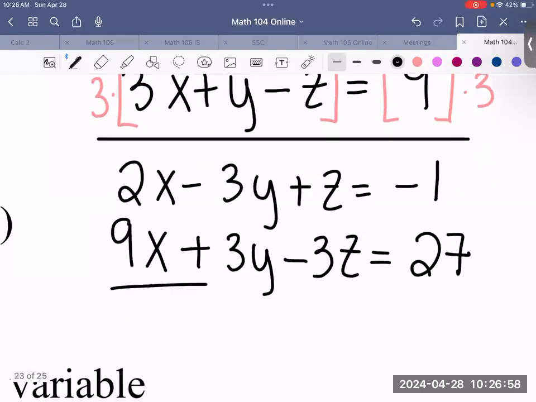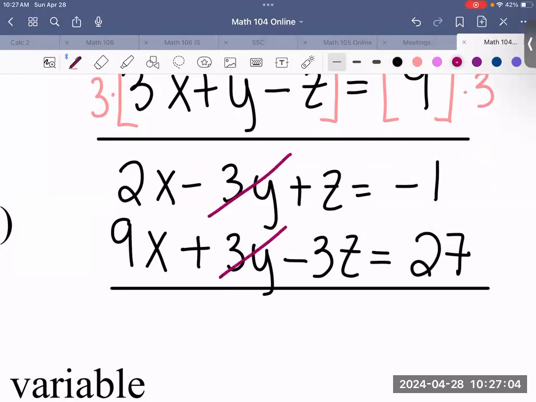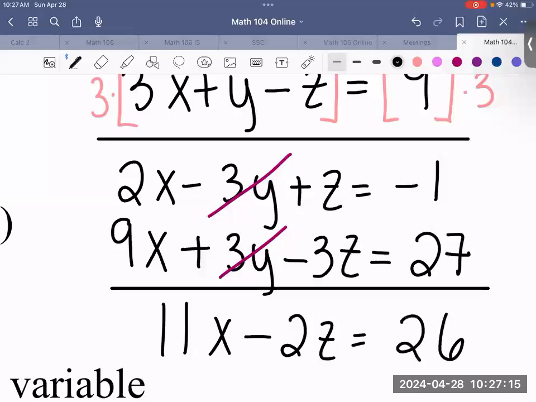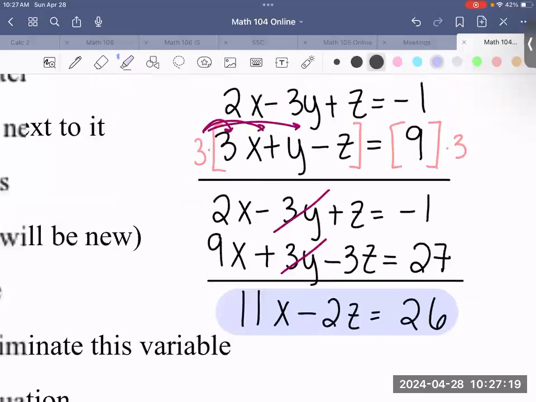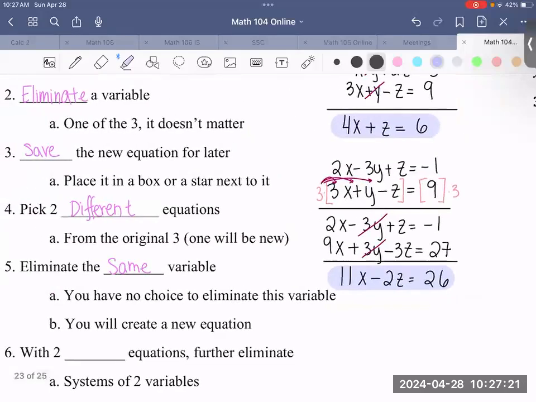Now we're going to go ahead and see if these eliminate. If we did it correctly, we can eliminate your y's just like that. And now we can combine your like terms. 11x minus 2z is equal to 26. We're going to save that equation just as we did previously.